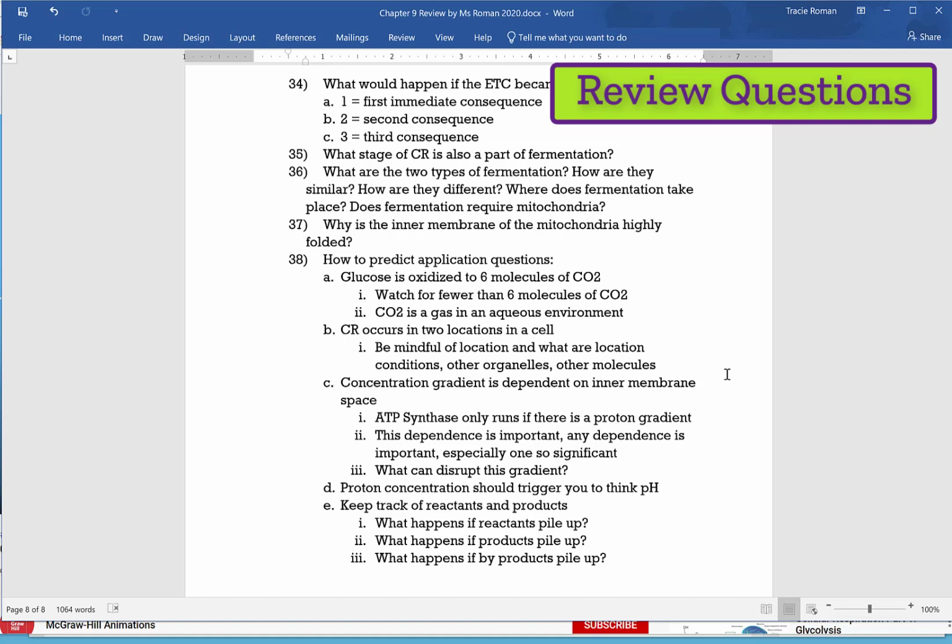Now, the proton concentration, any kind of proton concentration, you should immediately think pH changes. Is this region going to be acidic? Is it going to be basic? And if it becomes too acidic, what's the consequence of a region becoming too acidic?